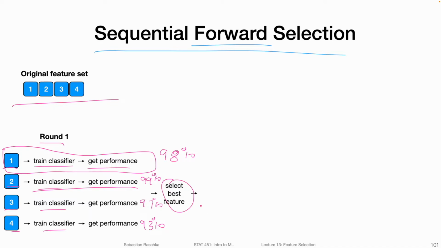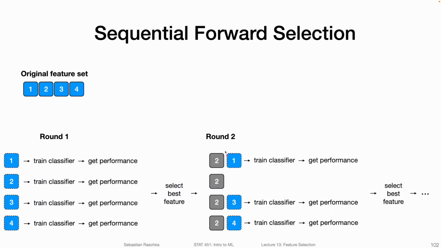Then again, we would select the best subset from these different feature evaluations. So in this case, 99 is the highest accuracy, so we would select feature number 2 for the next round. So the next round would then start with feature 2. And again, we would add one feature at a time. So we now have feature 2 and 1, feature 2 and 3, feature 2 and 4. And again, we would select the best feature here. And we would do this until we have the maximum number of features reached, like the 4 features shown here.